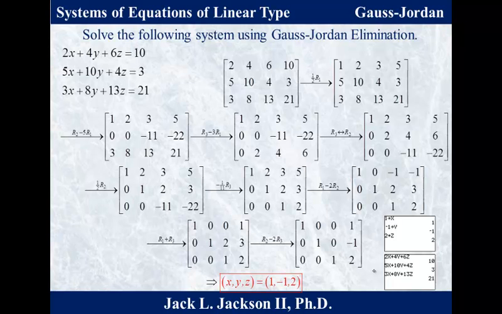Alright, here's the whole thing worked out. First we write it as a matrix: 2, 4, 6, 10, 5, 10, 4, 3, 3, 8, 13, 21. First order of business is to get a 1 in the upper left-hand corner. One way to do that is multiply by 1/2. So if I multiply everything by 1/2, I get that to be a 1. Turns out all those numbers are even numbers, so good, no fractions. That's even a bonus. So 1, 2, 3, 5.